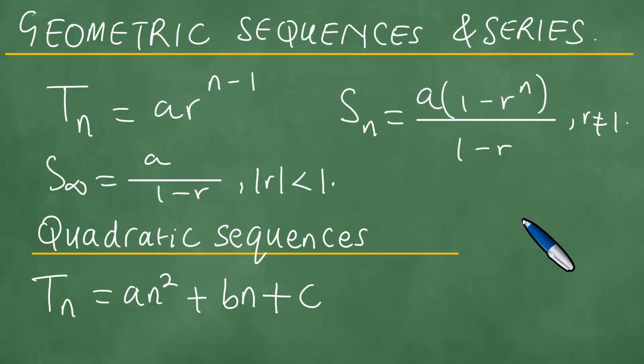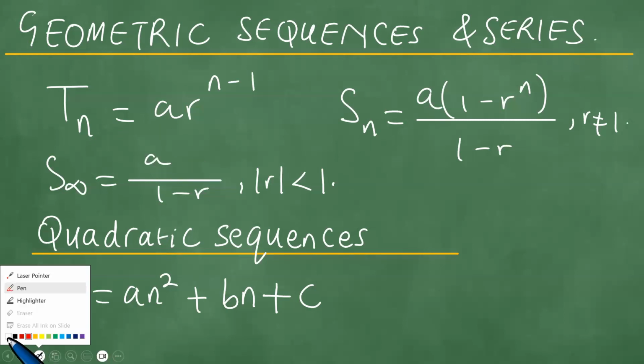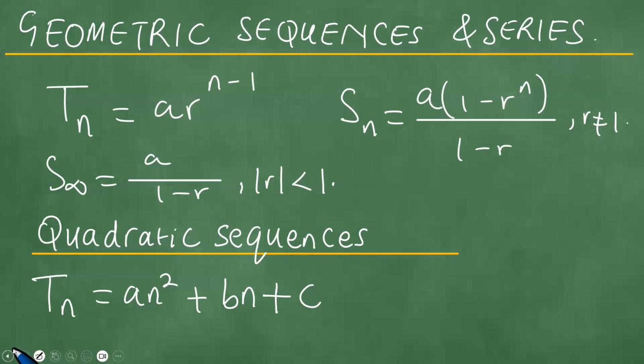Right, we are actually looking at the so-called geometric sequences and series. There are specific formulae that we need to focus on and learn. The Tn formula, which is AR to the power n minus 1. You have the Sn formula, which is A into 1 minus r to the nth power divided by 1 minus r. This formula here works when the constant ratio is not equal to 1.